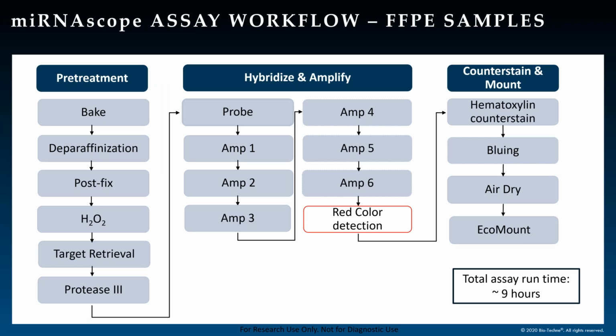This is an overview of the miRNAscope singleplex red chromogenic assay workflow using FFPE samples. As with RNAscope and BaseScope, the miRNAscope assay also has 4 major steps: pretreatment, hybridization, amplification, and finally staining and detection. The assay can take 8 to 10 hours and can be split between 2 days. Please refer to the user manual for sample preparation and pretreatment recommendations for your specific sample type. Pretreatment is key in getting successful staining, so please make sure to follow the protocol exactly as described. I will highlight some of these specifics later in the presentation.